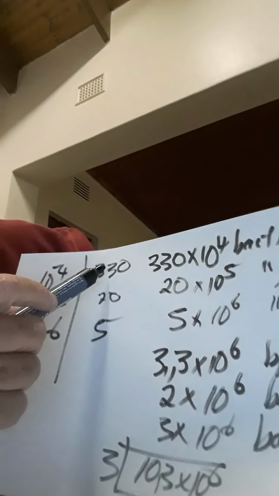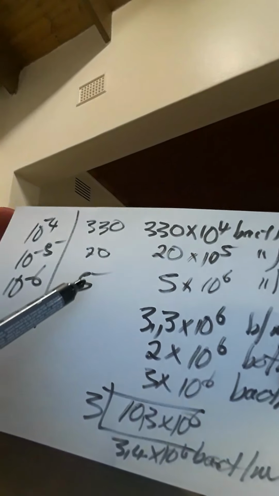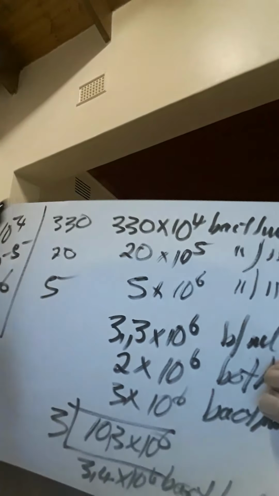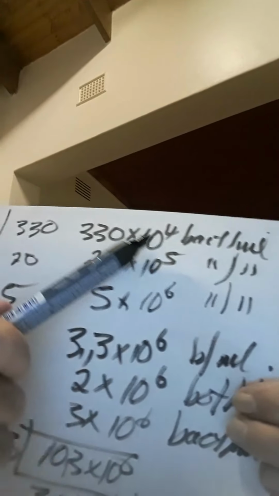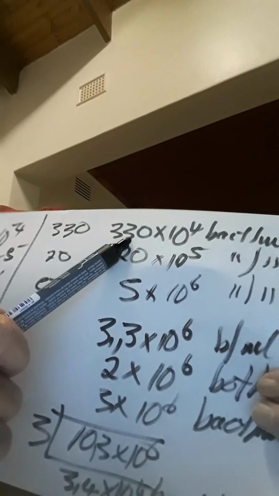Do you agree? 330 means I've got 330 times 10 to the power 4, I take the minus away, bacteria per mole in my original sample. This one says no, you've got 20 times 10 to the power 5 bacteria per mole in your original sample. And this dilution says no, you've got 5 times 10 to the power 6 bacteria per mole. Therefore, I had to work out the average. How do I work the average out? Check what I'm doing.